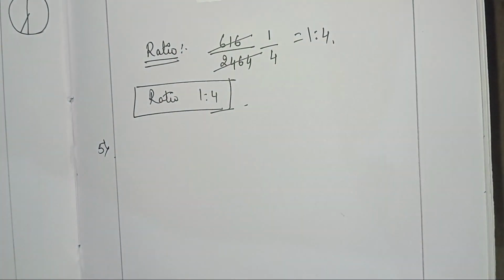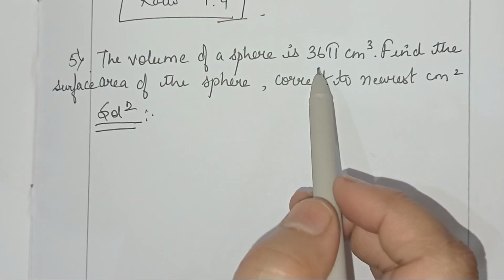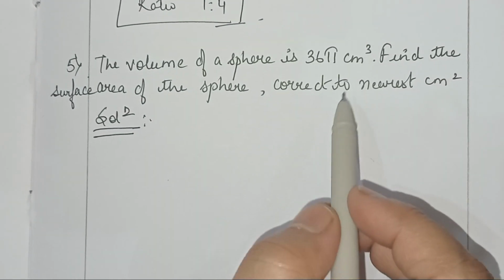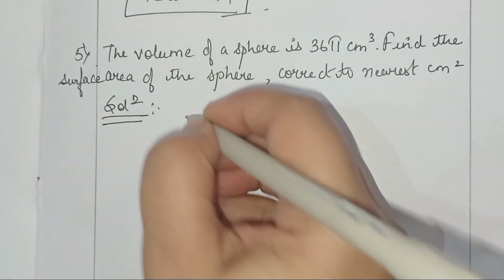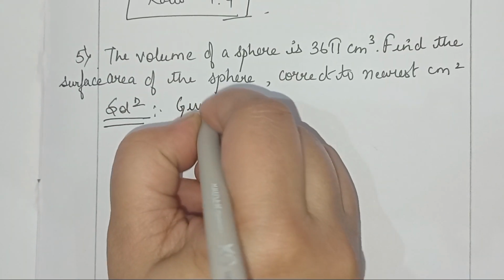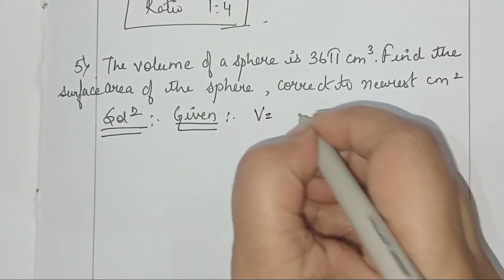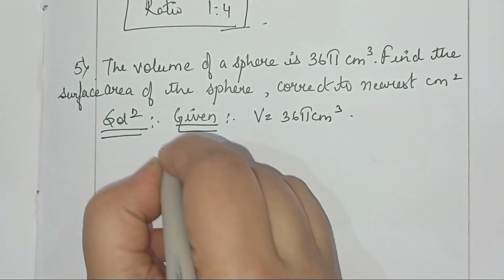Coming on to sum number 5. The volume of a sphere is 36 pi centimeters cube. Find the surface area of the sphere, correct to the nearest centimeter square. So, given volume is equal to 36 pi centimeters cube. Formula again.